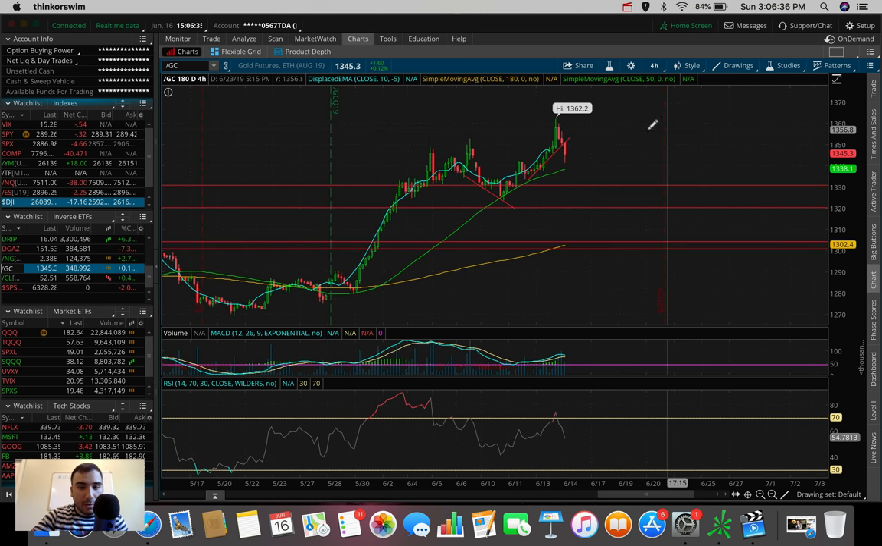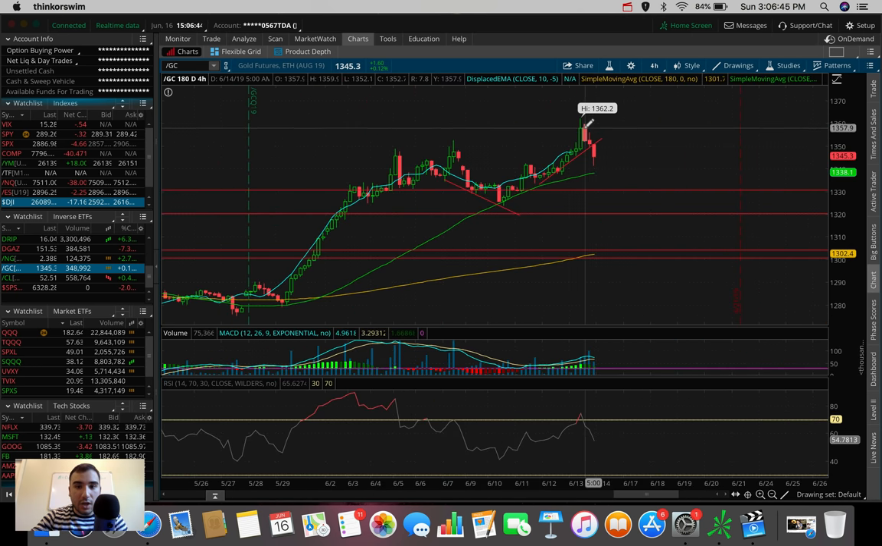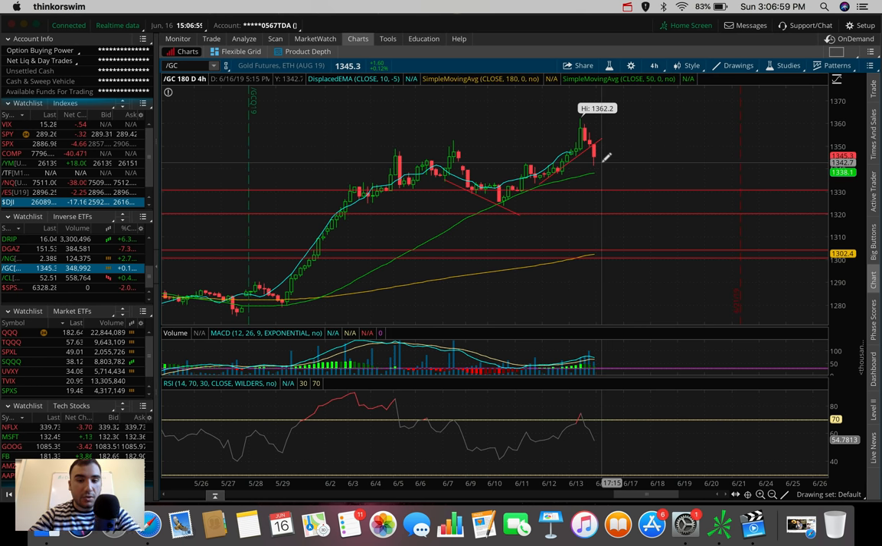This is very interesting in my eyes right now, because we saw gold peak up to 1362. It broke out of that 1350 level of resistance, and now it seems like we're pulling back and we're trending above the 50 simple moving average here on the 180 day 4-hour chart. So I'm interested in seeing what we are going to do at this point in time. Are we going to hold that 50 SMA?